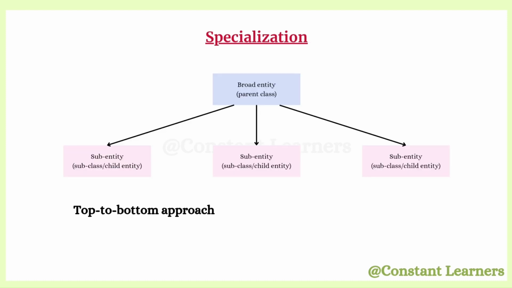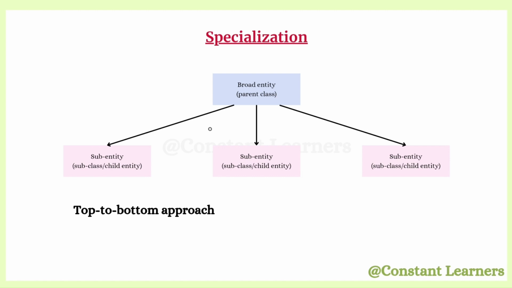In specialization, we can say that it is the top to bottom approach. Why? Because the process of creating sub-entities or subclasses or child entities from a more general entity, that is the parent entity, based on some distinguishing characteristics, that is specialization. Alright, so specialization starts with a broad entity, that is the parent class, and divides it into more specific ones. Think of it as a parent to children relationship. Why? Because we are going from the parent to the children. We are dividing the parent into its children.